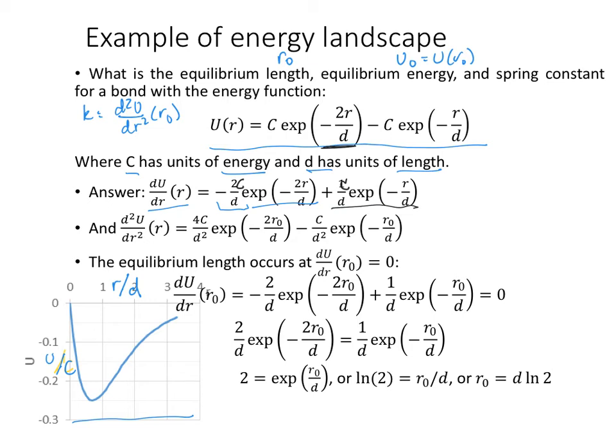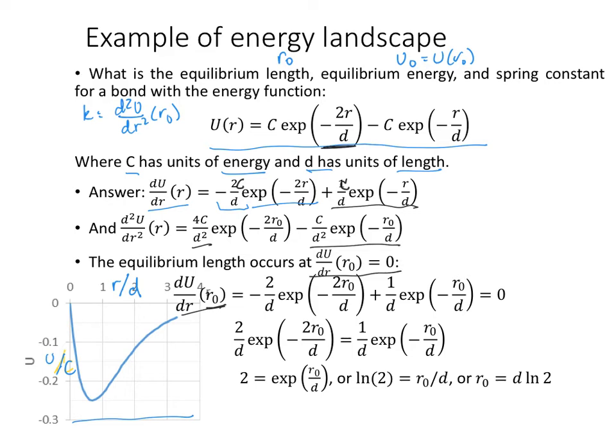Then we take the derivative again, and we again multiply by negative 2 over D, so we get 4C over D squared. We do the same thing in the other term, and so we now have our derivatives. And now we start using our definitions. The equilibrium bond length, we are asked to calculate R naught, and we didn't have R naught, but we know it occurs where the derivative is 0. So we just take that derivative, we set it to 0, and we'll call the value we're taking it at R naught because that's what we're trying to find.